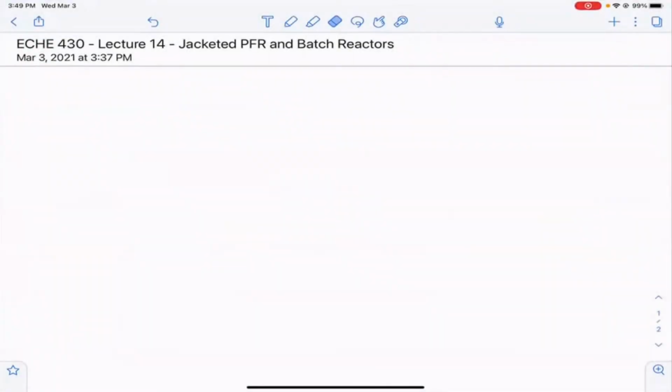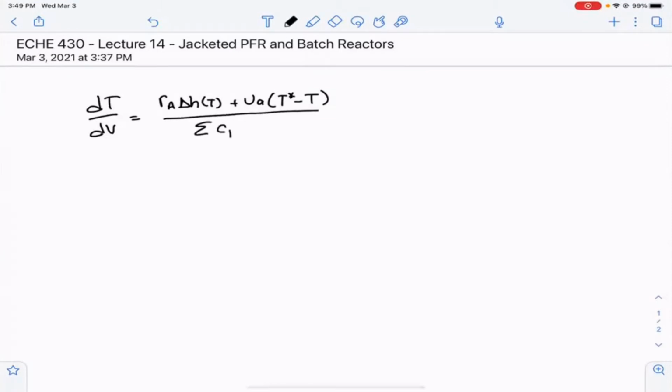At the end of lecture 13, we derived an expression for how the temperature changes as you move along the volume of a jacketed plug flow reactor. And that equation was dT/dV equals r_A times delta H, which is a function of temperature, plus UA times the jacket temperature minus the temperature at that point in the reactor, divided by the sum of C_Pi times F_i.